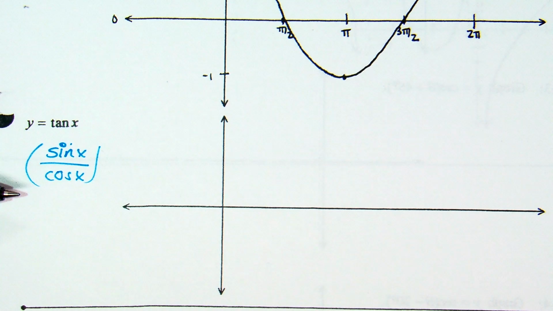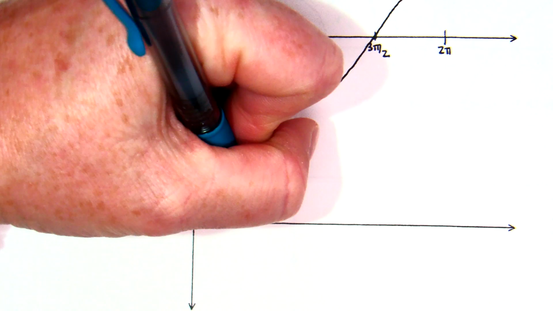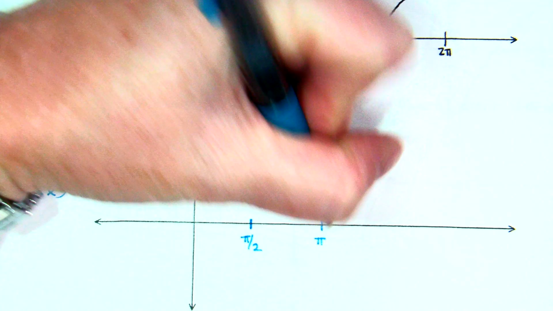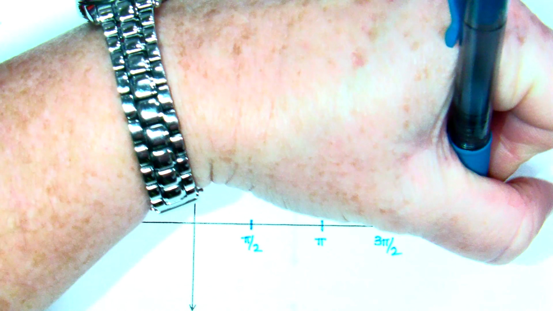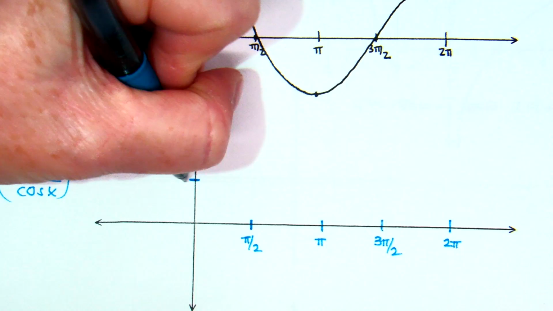Does this sound familiar at all? I can't remember how I taught tangent last year. I feel like maybe I taught it this way, but it's been a while. So, first of all, I'm going to set up my labels the same as the previous graphs, so that we have pi over 2, pi, 3 pi over 2, and 2 pi. And then you still need officially a 1 and a negative 1.